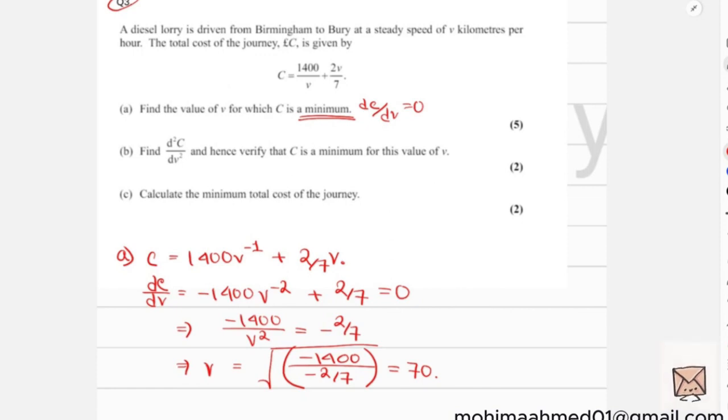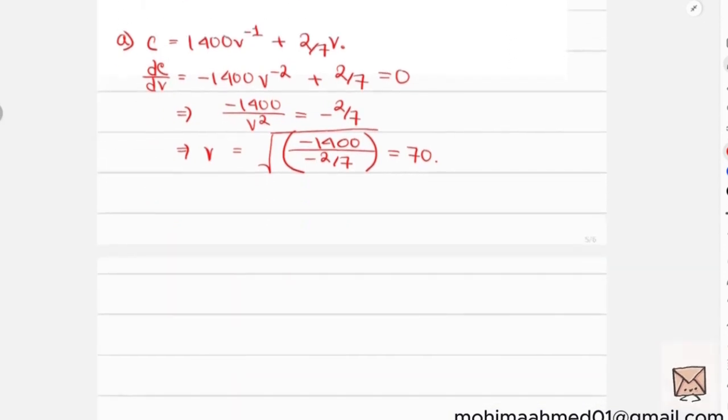Now they want you to find the double differentiation and hence verify that this is indeed the minimum value. Okay, similar work. For part B, d square c over dv square is going to be that minus 2 will come in front and get multiplied with 1400. So minus 1400 with minus 2 will be 2800. So 2800 v to the power of minus 3 this time, and 2 by 7 will entirely vanish.